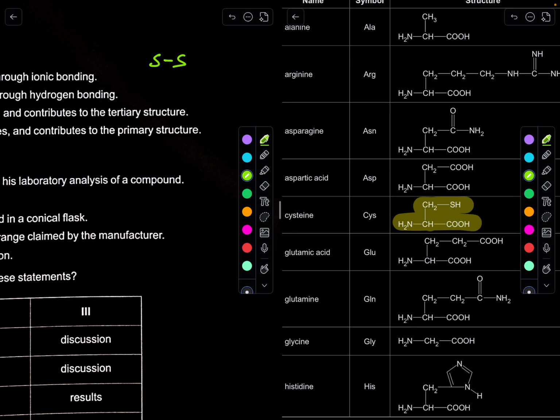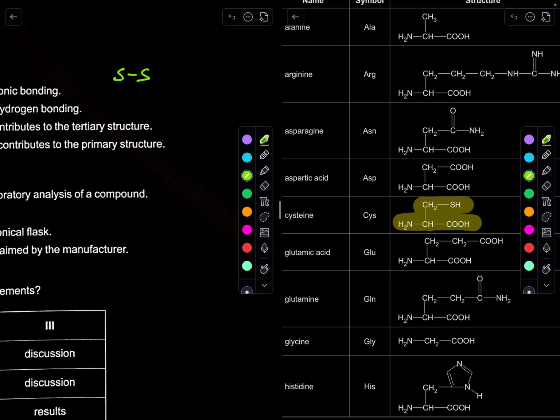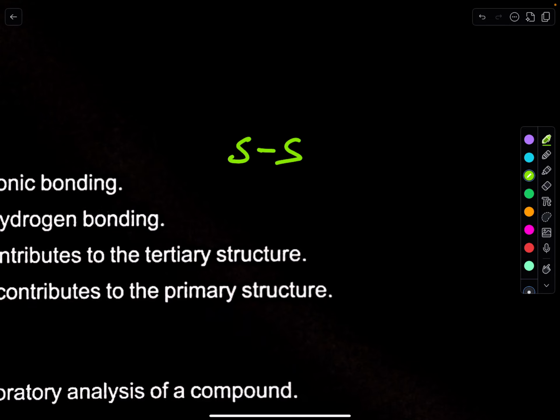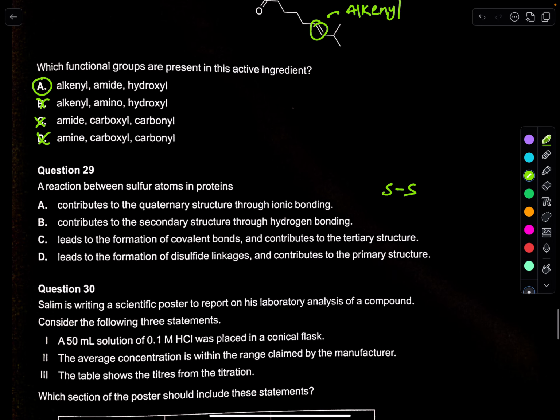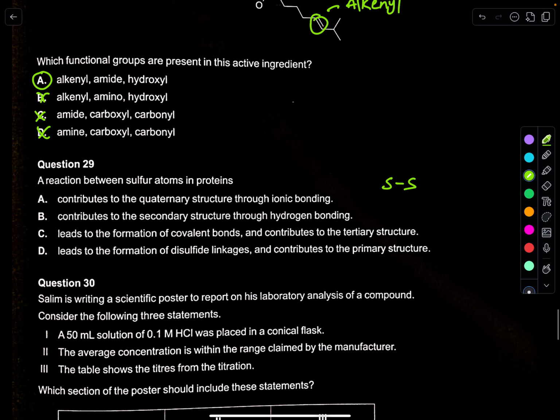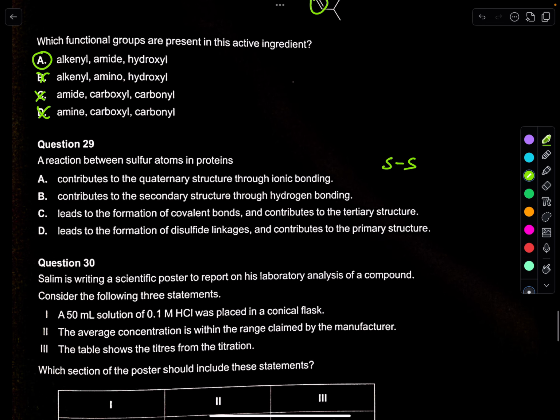It'll be like an S-S. These are called disulfide linkages or bonds, and they're also covalent bonds, by the way. So you can call them covalent bonds or disulfide linkages. Disulfide is much nicer. Let's have a look at the first one: contributes to the quaternary structure through ionic bonding.